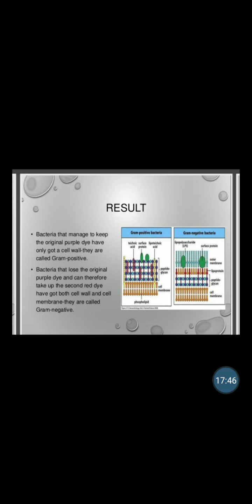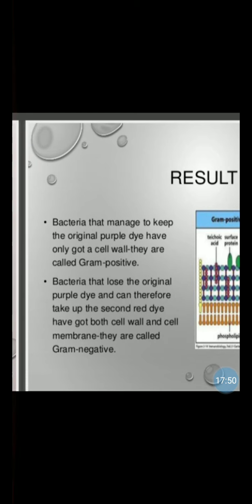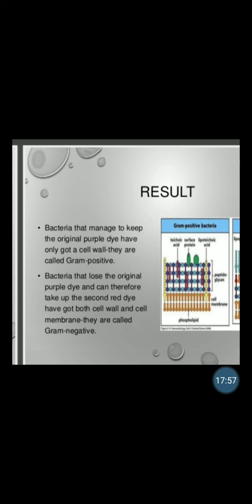Here we can see the structure of gram-positive bacteria and gram-negative bacteria. And what is the result? The bacteria that manage to keep the original purple dye have only got a cell wall. They are called gram-positive.